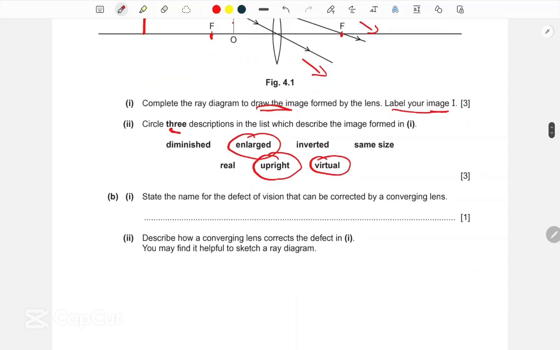Part B. State the name for the defect of vision that can be corrected by a converging lens. So that one is going to be long-sightedness.